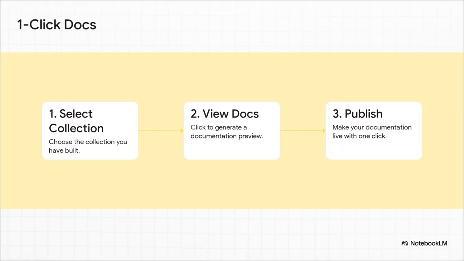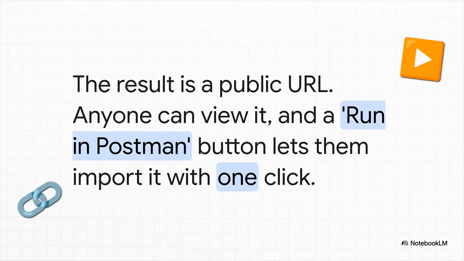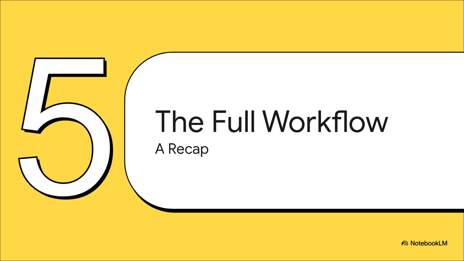And you're going to love this. Just like everything else we've seen, Postman makes this part almost effortless. You literally just select your collection, click View Documentation to get a preview, and if you like what you see, you hit Publish. And what you get is a clean, shareable, public URL. Anyone you send this link to can see your entire documented workflow, complete with sample requests and responses. They don't even need Postman installed to view it. And the best part, if they do have Postman, there's a big Run in Postman button that lets them import your entire ready-to-go collection with a single click. It's so cool.